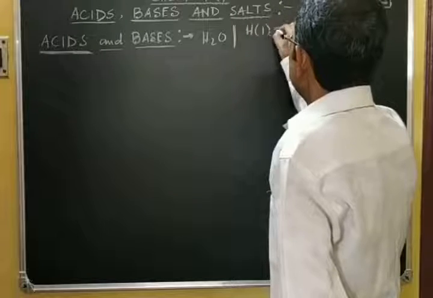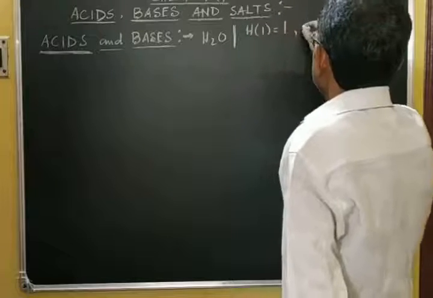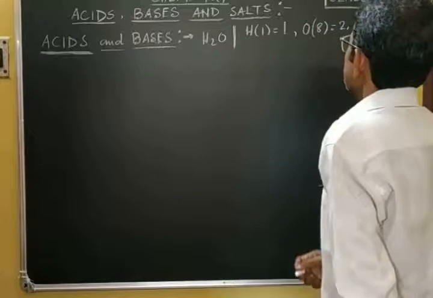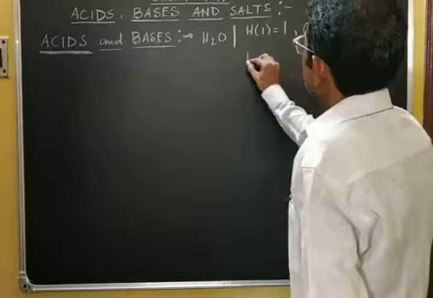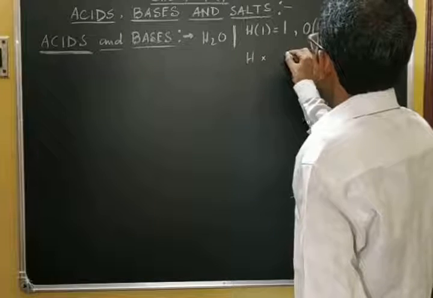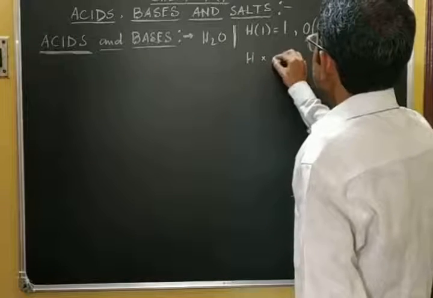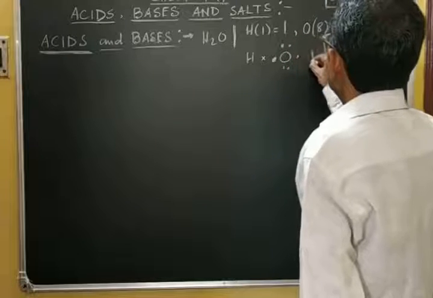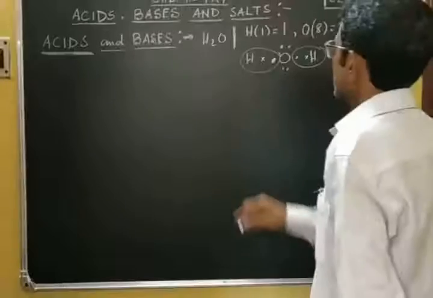Water: hydrogen has 1 electron, oxygen has 8, so 2, 6. H2O will be drawn like this: H, oxygen, H. You can put a dot like this, and hydrogen is this one. So these are the bond pair electrons. So the water molecule exists with two lone pairs of electrons. So it is a polar molecule.